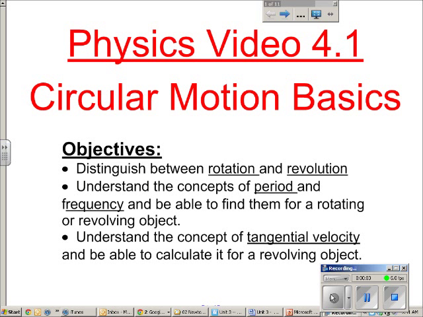All right, welcome to Physics Video 4.1. We're going to be learning about nonlinear motion this chapter, and we're going to start today by talking about what I call the circular motion basics. The objectives are listed on the screen here.